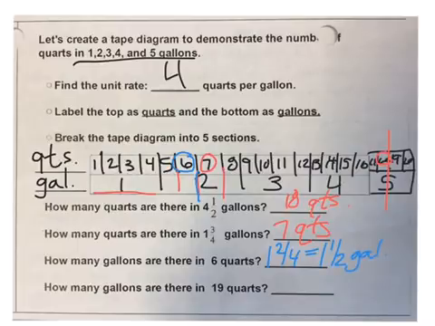Now we're going to look at how many gallons there are in 19 quarts. So we have all of 4 plus 3/4. So it's going to be 4 3/4 of a gallon.